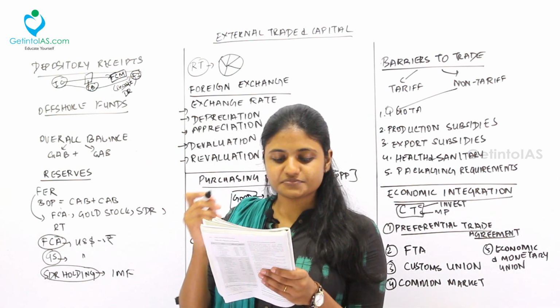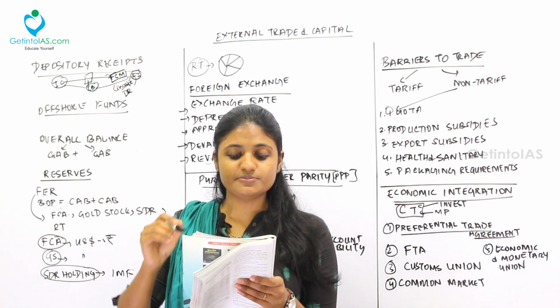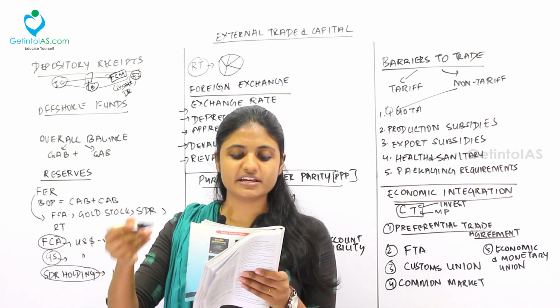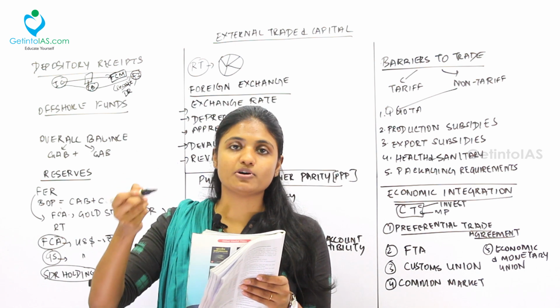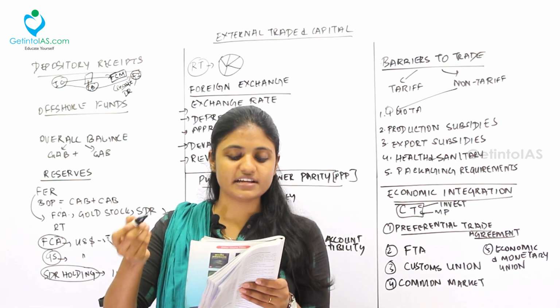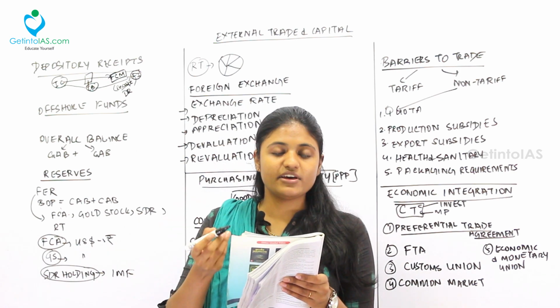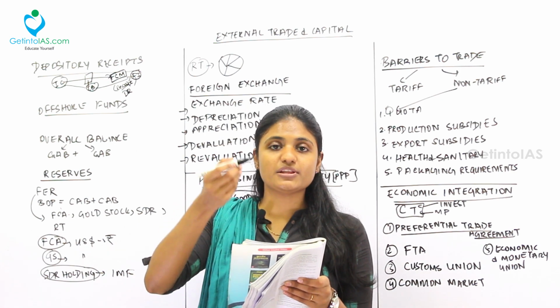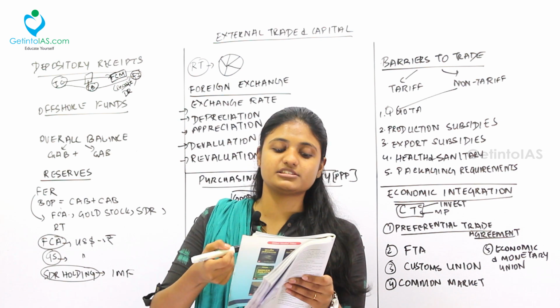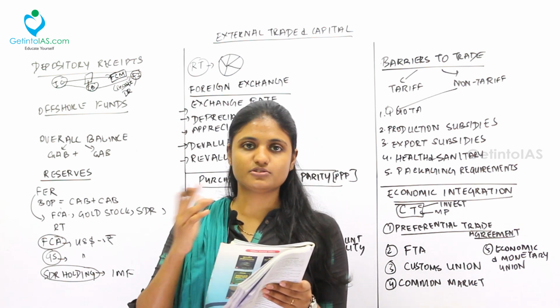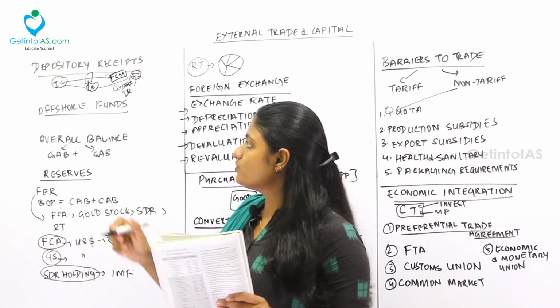Now moving to the offshore funds. Before that, see here, the depository receipts raised by the Indian company in the American market are called American depository receipts. And those that are raised in some other countries are called global depository receipts. In the same way, the depository receipts raised by a foreign company in Indian markets are called Indian depository receipts. So vice versa.